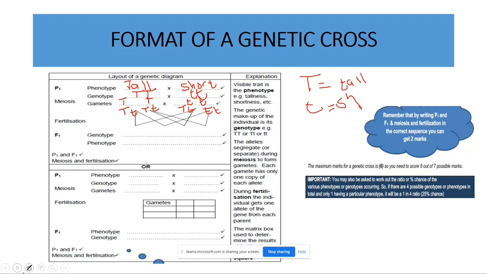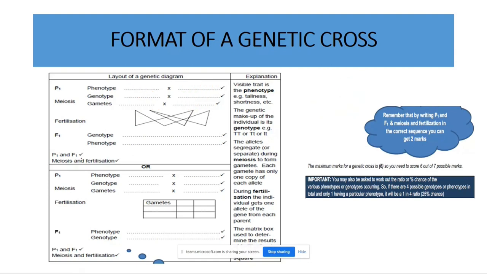If you know this recipe, then please, P1, write down your phenotype, your genotype, meiosis, gametes, fertilization, F1 genotype, because you get a mark for writing P1, F1 in the correct order. You get a mark for meiosis, fertilization, which is already 2 marks, and any genetic cross will be 6 marks. So even if you do not know what's happening in the cross, you can get 2 out of 6 for just writing down the correct recipe.